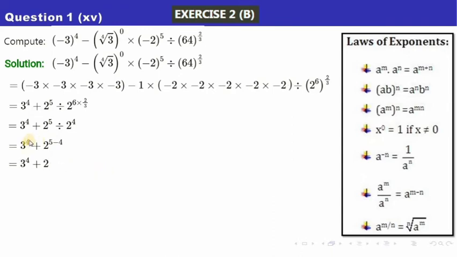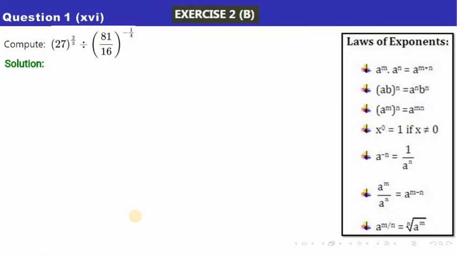Now 3 to the power 4 is 3 to the power 4 itself, plus 2 to the power 5 minus 4, which is 1. In power you need not mention 1. So 3 to the power 4 means 3 into 3 into 3 into 3, plus 2. When you multiply 3 four times you get 81. So 81 plus 2 is 83. Your answer for this particular question is 83. So you may pause the video and note down the solution.